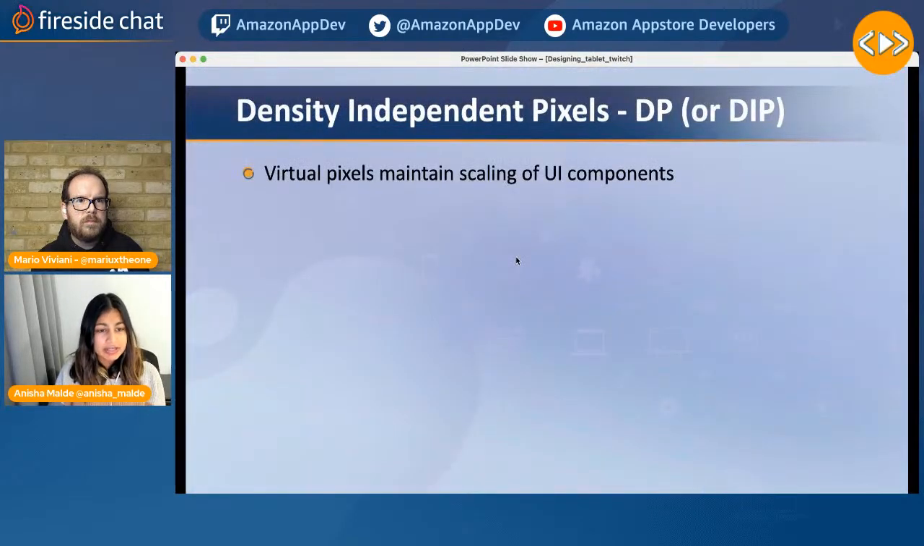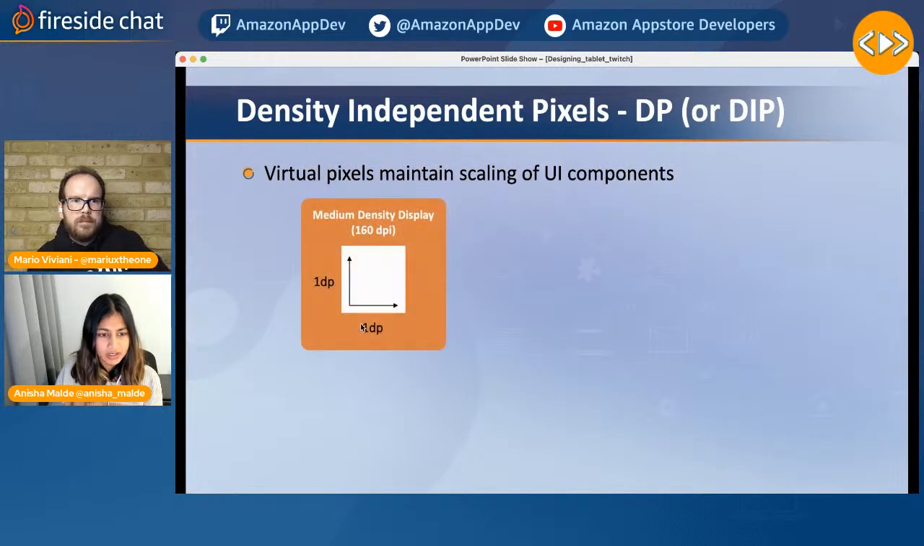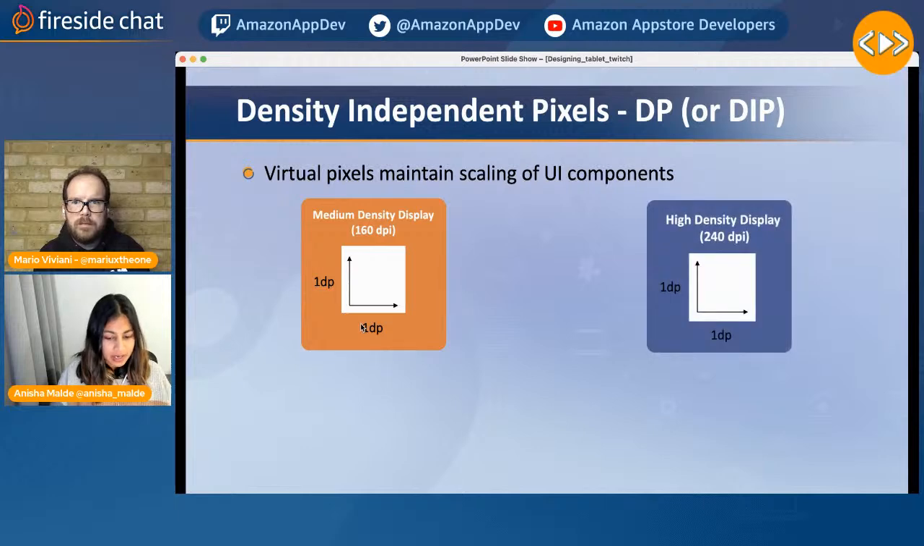We do this by creating density independent pixels, known as DIPs or DPs. By creating layouts using density-independent pixels rather than absolute pixels, we maintain the scaling of the UI components. If we're looking at a medium density display, which is probably 160 dpi, this would be one density pixel by one density pixel. And a high density display could be 240 dpi, but the density pixel, the DIP, would remain the same.